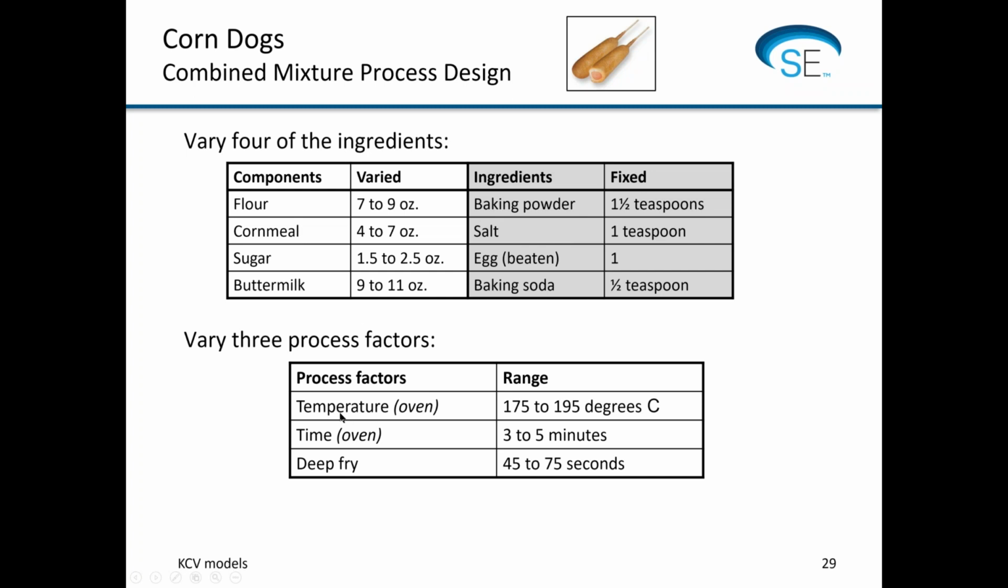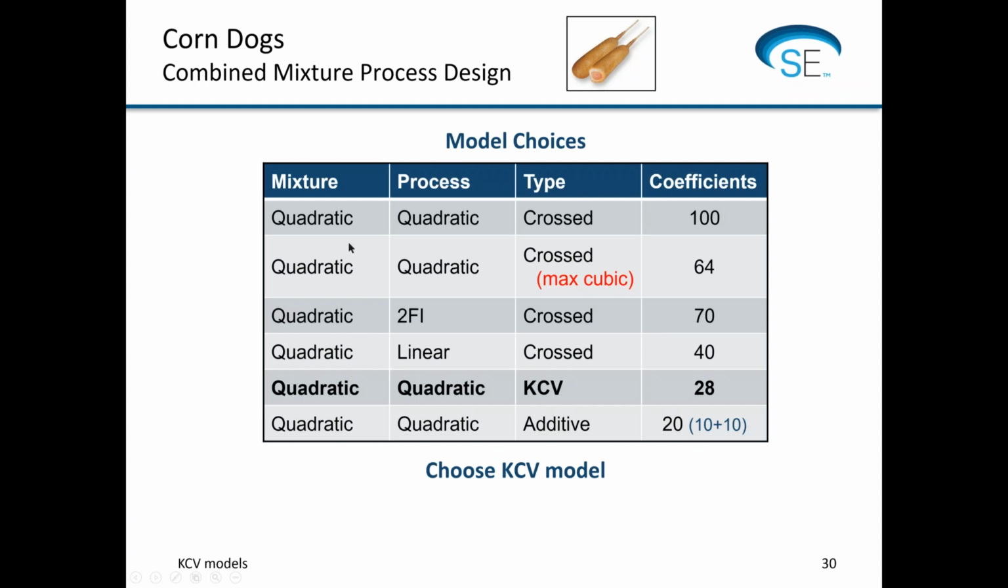So these corn dogs are deep fried. They're frozen. You take them home. You put them in your oven. So we're going to look at the deep frying, and then we're going to look at putting them in the oven and cooking them. If we look at our model choices, we think quadratic behavior in both would be adequate to model them.